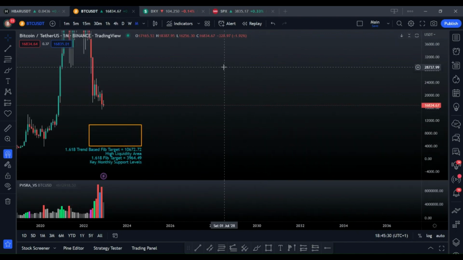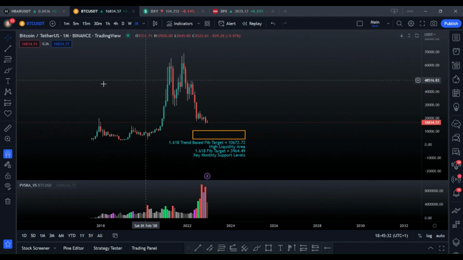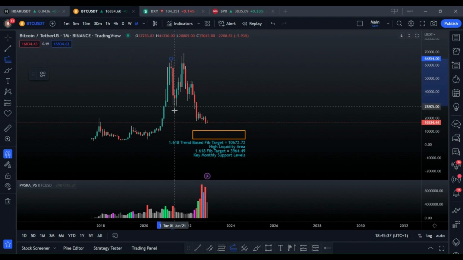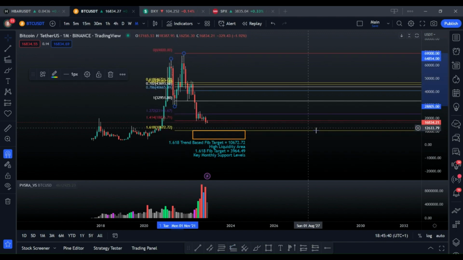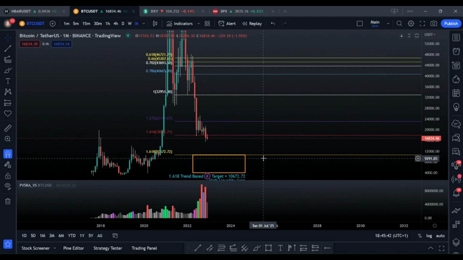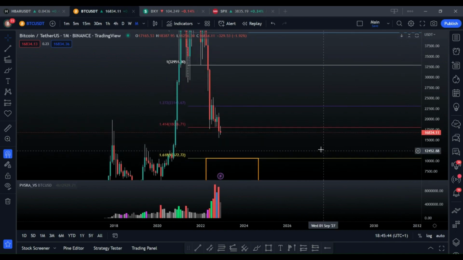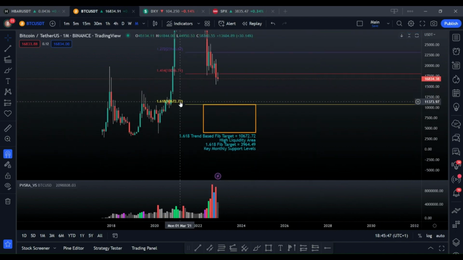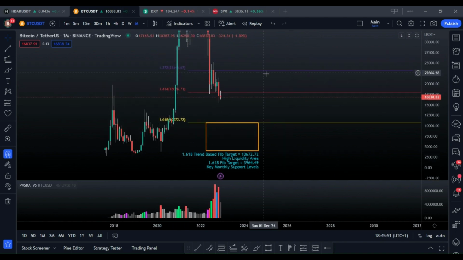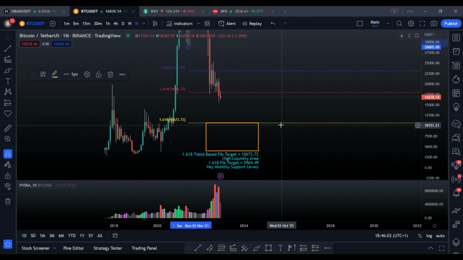Well, if we zoom out on the monthly time frame and use our trend base fib extension tool from the April high to the summer low to the all-time high, we can see that we have a trend base fib target right about 10,672 US dollars right here. And as we can see here, price has tested 1.414 as support previously during the summer and early autumn, but that has failed to hold, and we are currently in our impulsive move down towards that target at least.